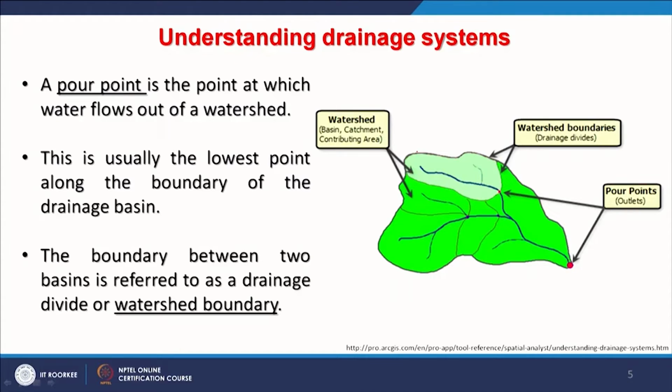And the boundary between two basins or watersheds is defined as a drainage divide or watershed boundary. So, if this is the boundary, and if rainfall occurs here and surface runoff occurs, it will come out from here. But if rainfall occurs there, then there will be another watershed and the outlet might be in this direction. So, that will come out like this. So, this becomes the outlet for that. So, basically the precipitation which falls within the boundary will come out through surface runoff.